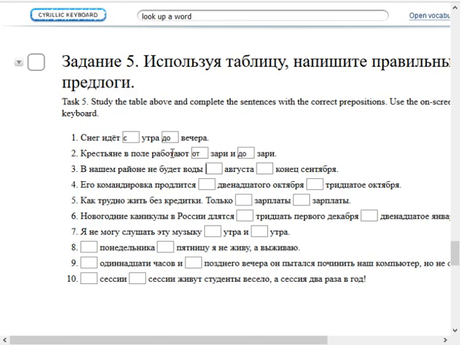В нашем районе не будет воды с августа по конец сентября. In our region, there will not be water from August until the end of September, because these are months, so you use по. That's pretty bad. You've got no running water for 2 months.